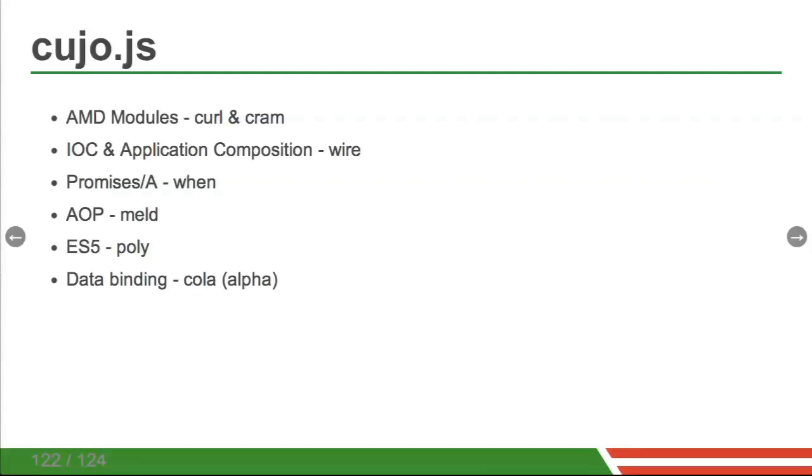But yeah, for AMD, it's curl and cram, which is the build tool. We saw Wire today. When is the library that Cujo provides to provide the promises. It provides AOP with meld. Poly is the shim to bring the old browsers up to a more modern standard, and Cola, which we didn't get to demonstrate, and it's still in early phases, is what we use for data binding in order to get the DOM to reflect the real-time state of the data.